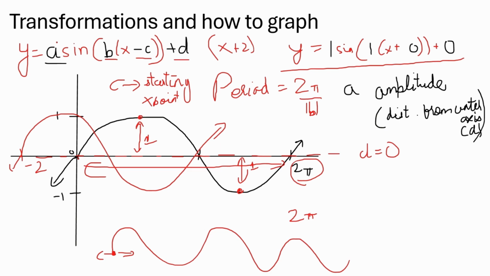So just to summarize that again, wait, let me highlight this. D is your central axis, okay. A is your distance from center to the max and min. C is your starting point, and D is your central axis again.